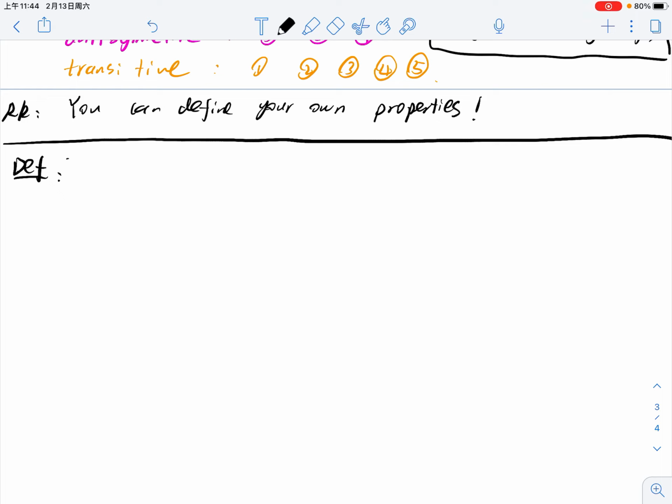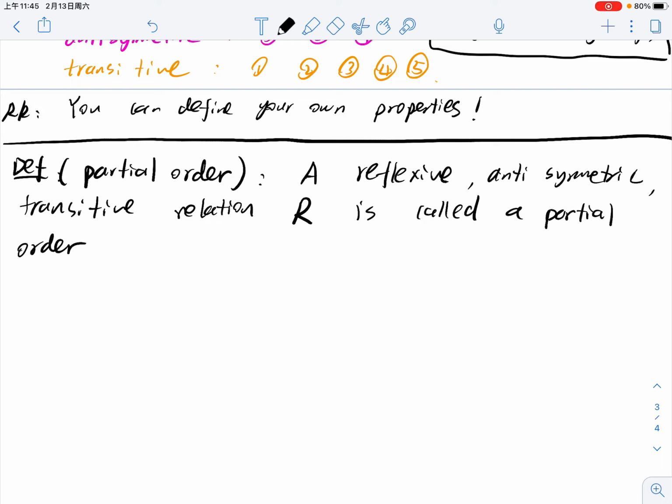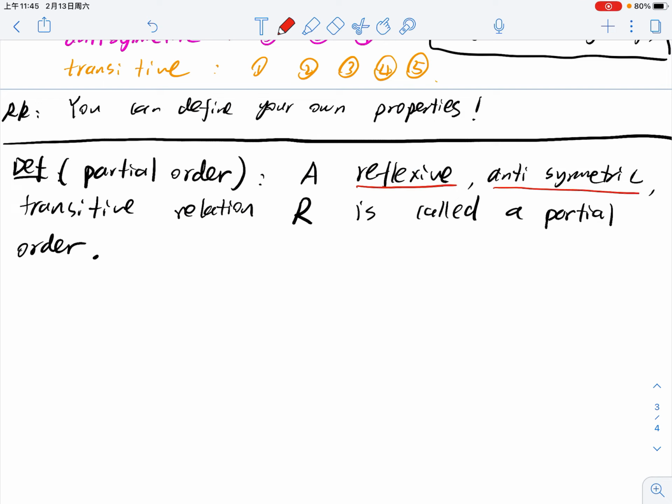Okay, and next we are going to introduce a very useful relation, which is called partial order. So a reflexive, anti-symmetric, transitive relation R is called partial order. So here you have 3 assumptions: reflexive, anti-symmetric, transitive.